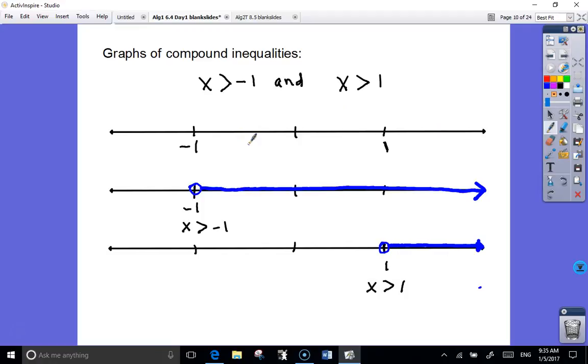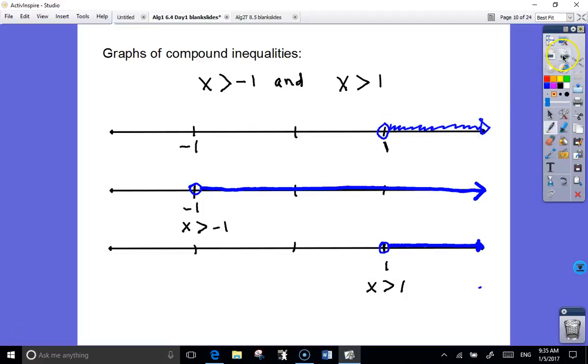Remember, what has to be true for the and to be true? Both. Okay, so where are both shaded? To the right of 1, right? The only place where they're both shaded is to the right of 1. Should it be open or closed circle on 1? It's open, right? Because 1 was not included in this one, so it can't be included in the compound inequality. And then it's shaded to the right.